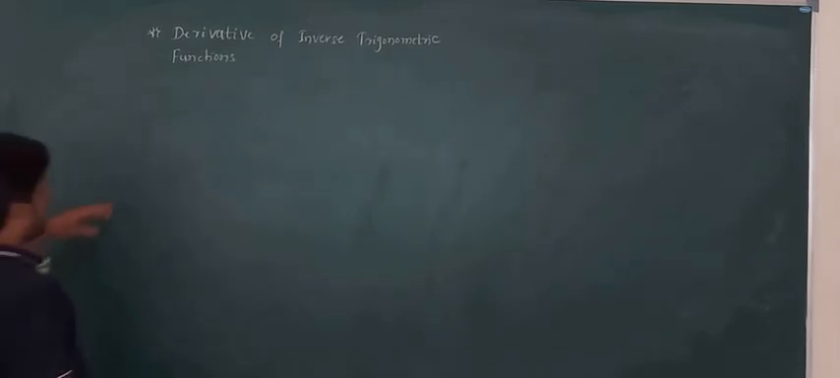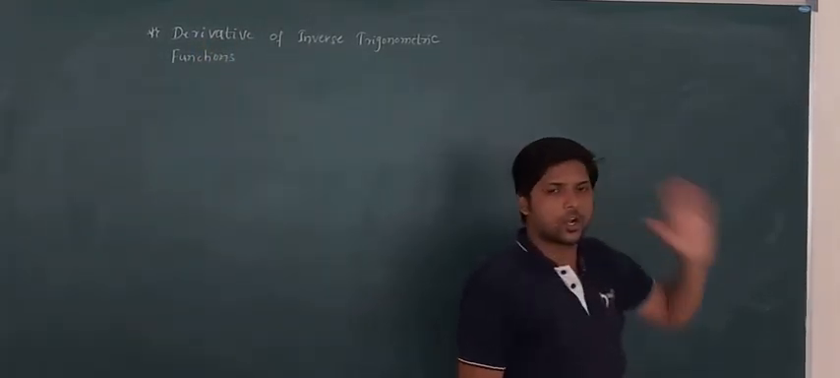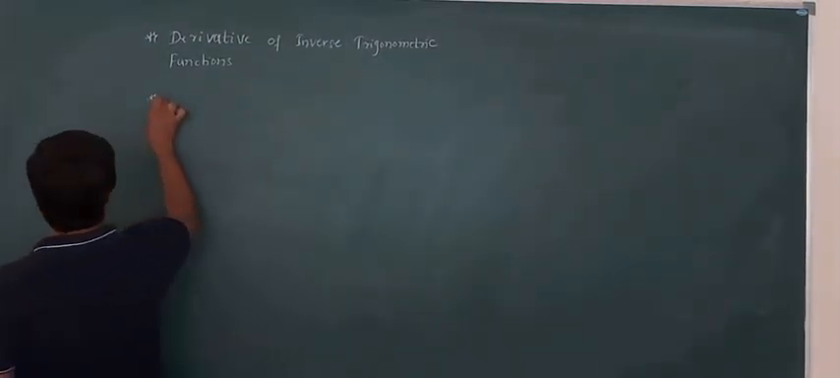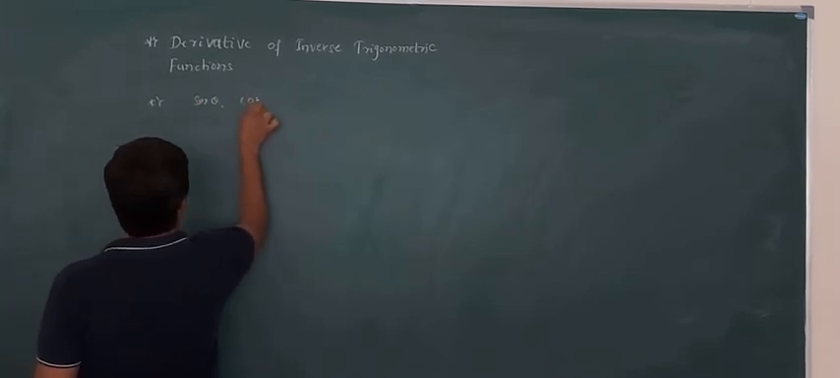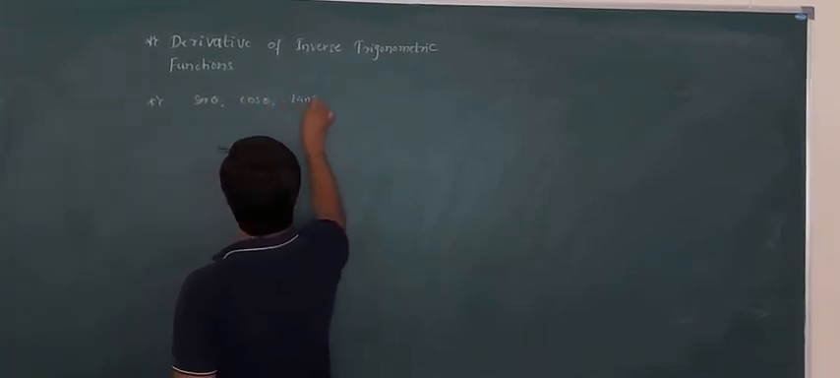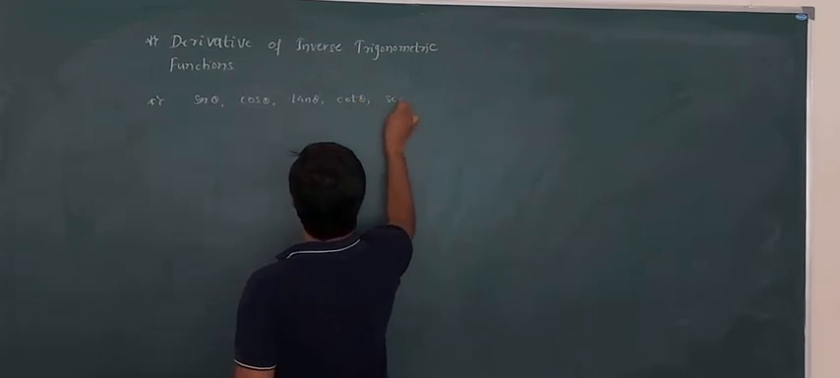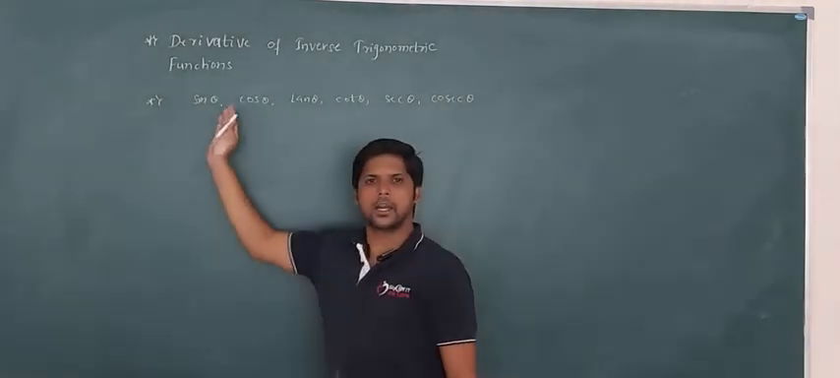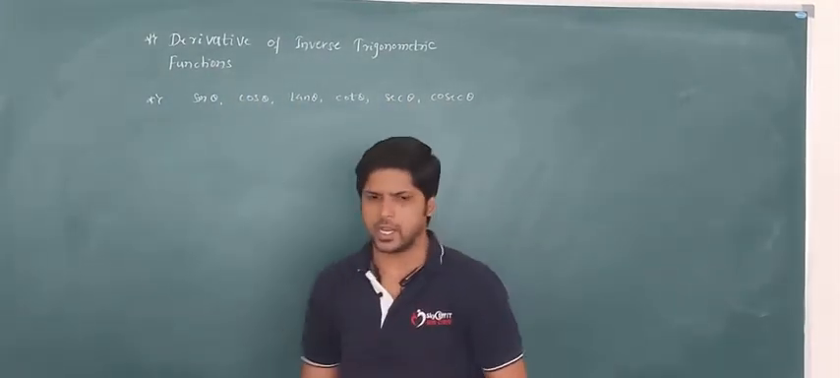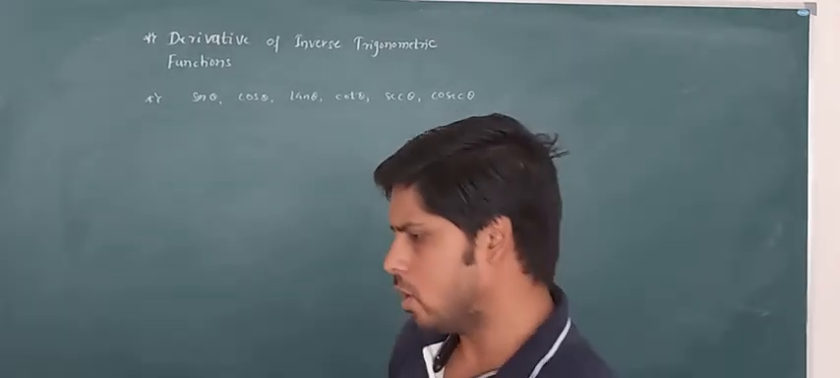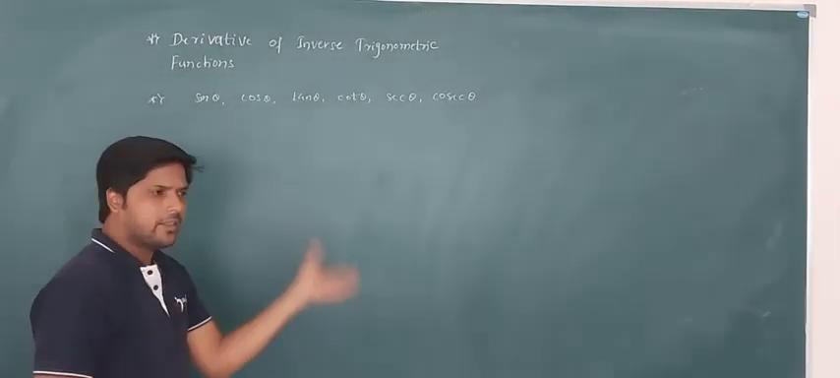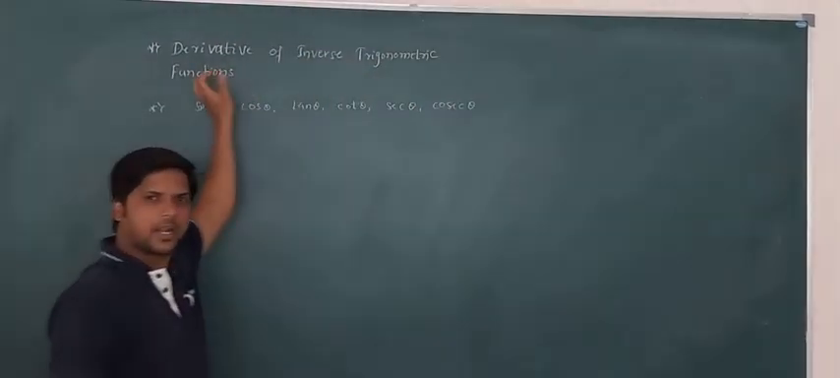So good morning students. Today we will derive the differentiation of inverse trigonometric functions. As we know, we have six trigonometric ratios, that is sin theta, cos theta, tan theta, cot theta, sec theta and cosec theta. We have six trigonometric ratios, and obviously we also get six inverse trigonometric ratios. So today in this session we find the derivative of inverse trigonometric functions.